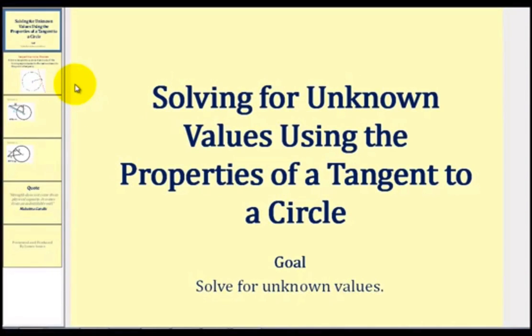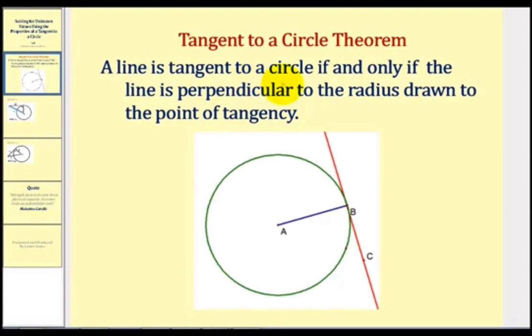Welcome to a lesson on solving for unknown values using the properties of a tangent to a circle. Let's first review that property. A line is tangent to a circle if and only if the line is perpendicular to the radius drawn to the point of tangency. So if this is a tangent line where B is the point of tangency, radius AB will be perpendicular to line BC.